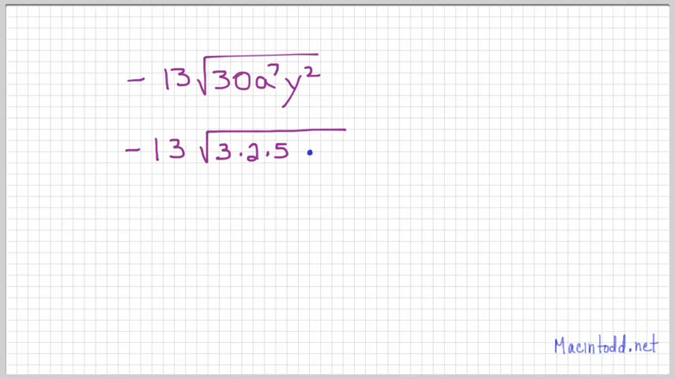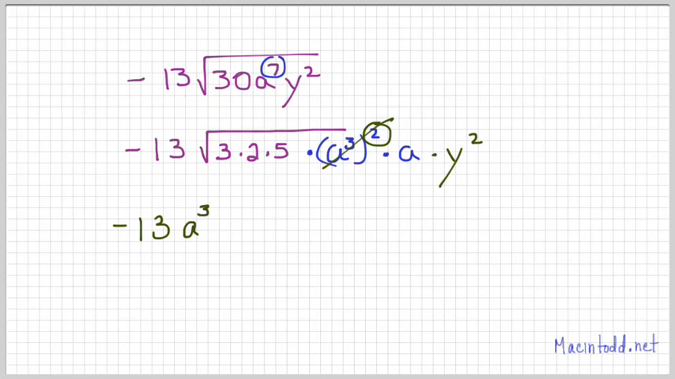A to the 7th I'm going to write as an a cubed squared. That gives me an a to the 6th, but I had 7 of them in there, so I'm going to have an extra a tacked on. And I write it that way because I want a perfect square. And then y squared is a perfect square. So I bring stuff out that's perfect. Okay, a cubed squared, that's a perfect square. Y squared, perfect square. And what I have left inside is my 30, 3 times 2 times 5, and that extra a.